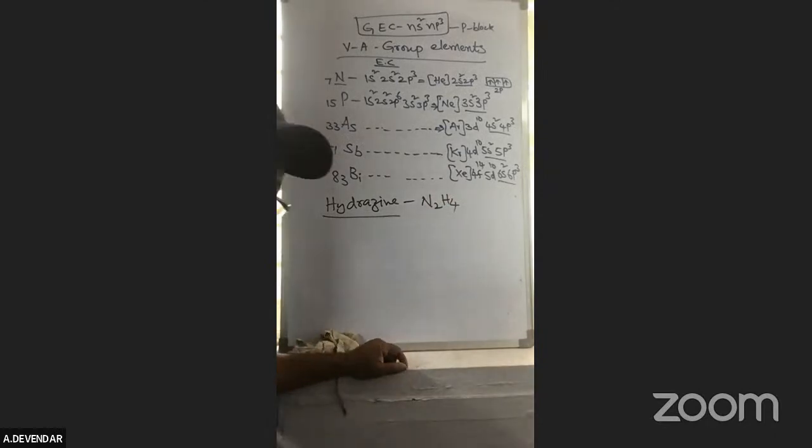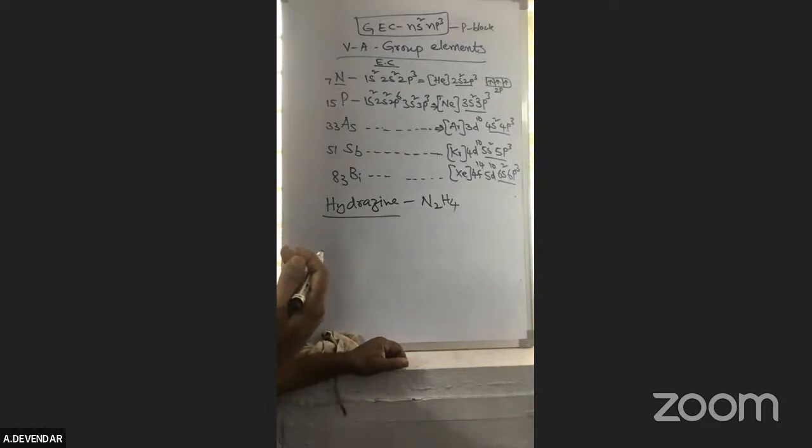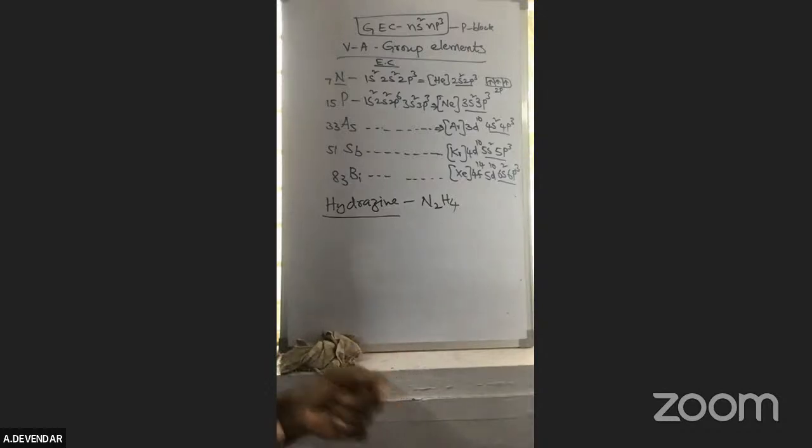For inorganic chemistry, formulas are very important. In inorganic chemistry, we have multiple choice questions so many times. What is the hydrazine formula? N2H4. What is hydrazoic acid? NH3 is ammonia. N3H is called hydrazoic acid. See how the difference is there. So don't get confused while remembering the formulas.